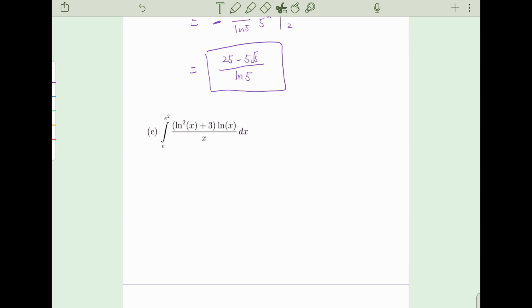We have ln x, right? To create this ln x, it's easy to think of integrating the reciprocal function 1 over x, because the derivative of ln x is 1 over x. So I will let this 1 over x go into the differential sign, and the 1 over x disappears, and I have this left.